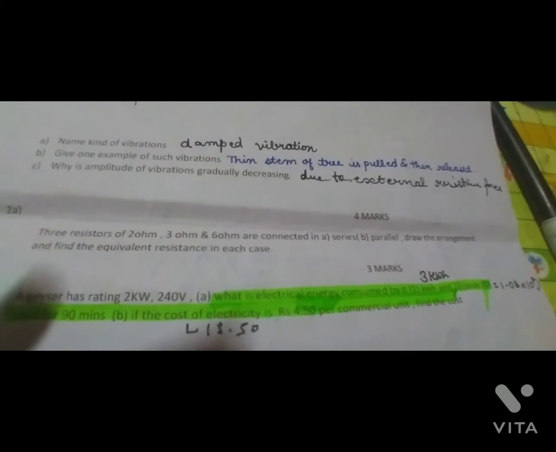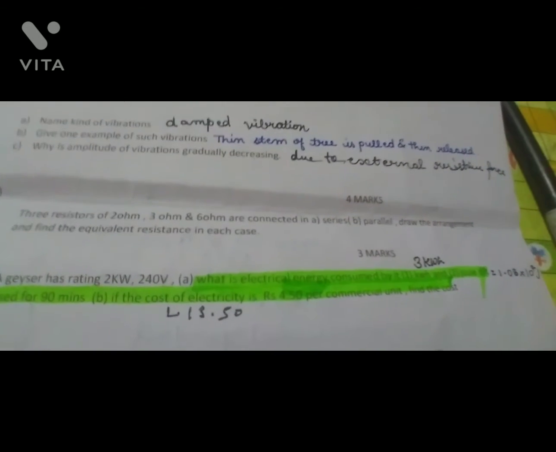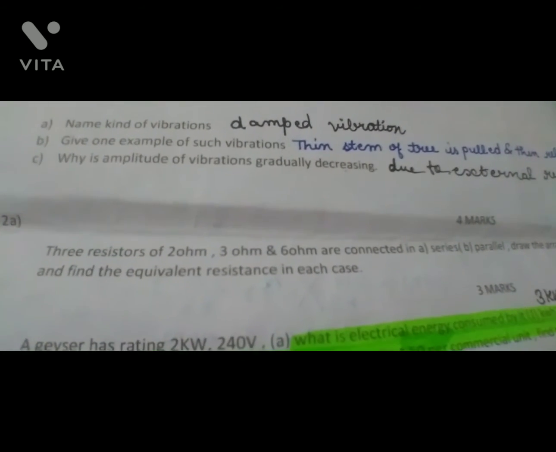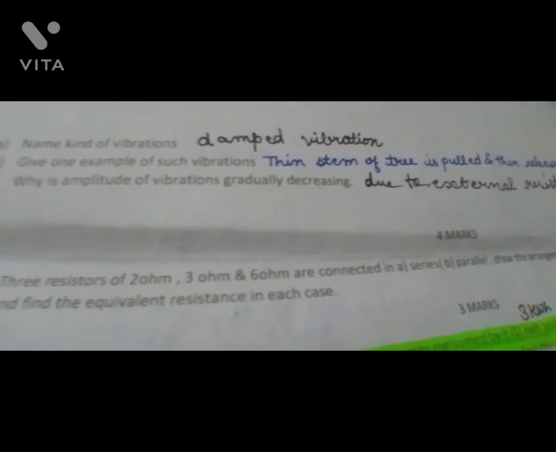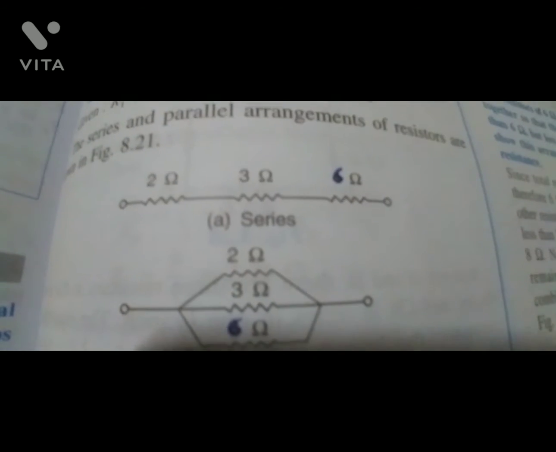The next question is, three resistors of 2 ohm, 3 ohm and 6 ohm are connected in series and parallel. Draw the arrangement and find the equivalent resistance in each case. So we have to draw the diagram. The diagram will be like this. This is for series and this is for parallel. Now we have to find the equivalent resistance.